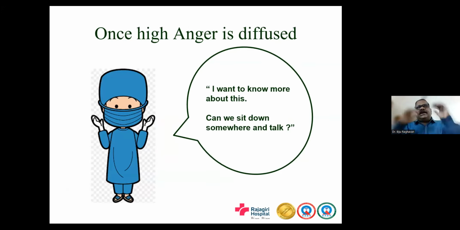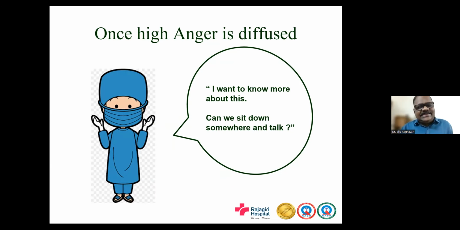And once the high anger, the high flame, is brought to simmering anger, not very severe anger, at this point of time, for the first time, you can now open your mouth and say, I want to know more about this. Can we sit down somewhere and talk? So this is the point where you invite the person to sit down and talk. And basically you are conveying, I want to know more about this. You haven't had enough, ye dil mange more. So you tell this person, I want to know more about this.